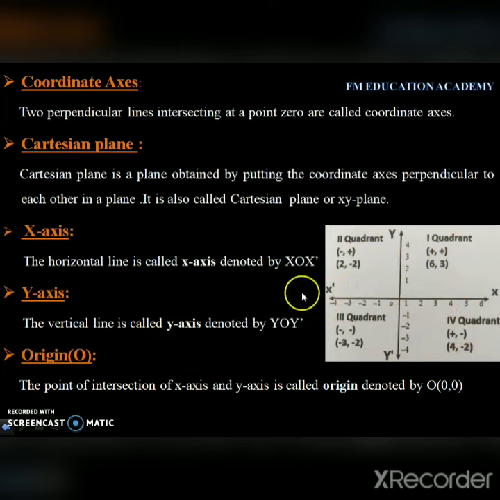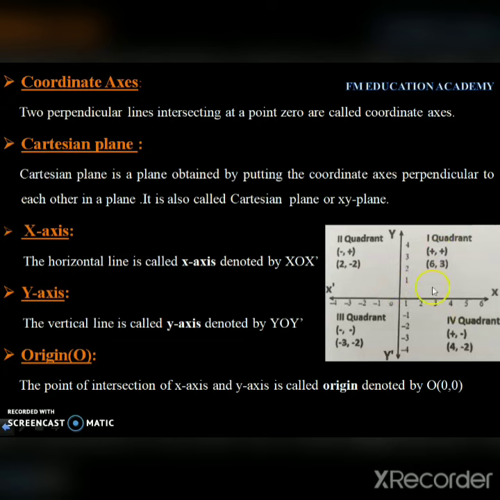And these X'OX and Y'OY together are called the coordinate axes. That is, what are coordinate axes? Coordinate axes are the 2 perpendicular lines which intersect at a point O. What is a Cartesian plane? Cartesian plane, as the name suggests, is a plane. How do we obtain that Cartesian plane? When we draw these coordinate axes perpendicular to each other. That is, these are 90 degrees to each other, right? Then we obtain the Cartesian plane.